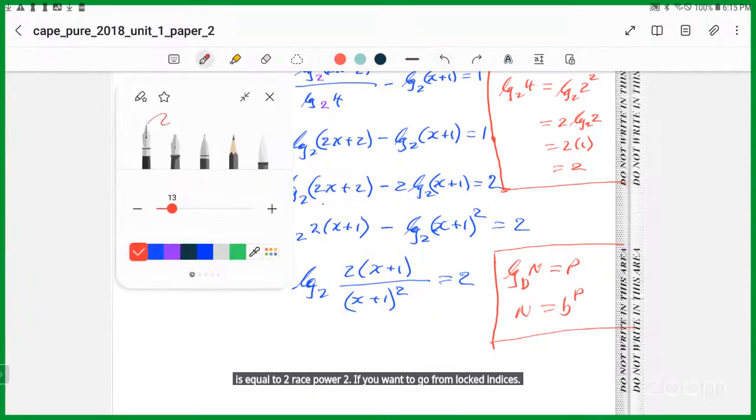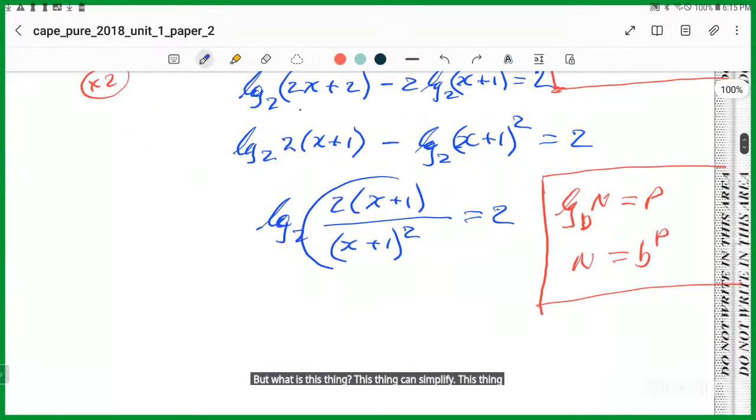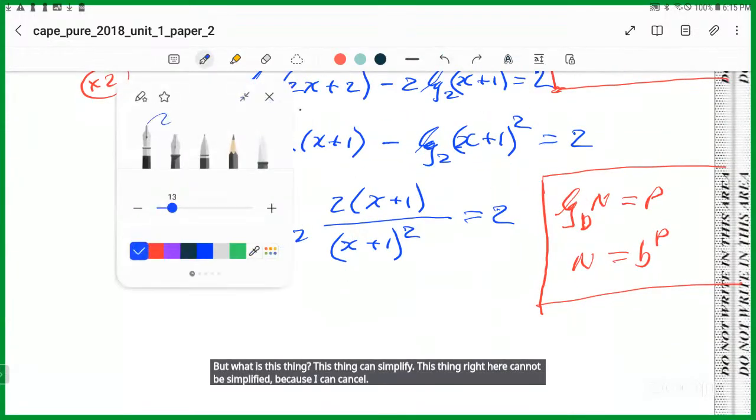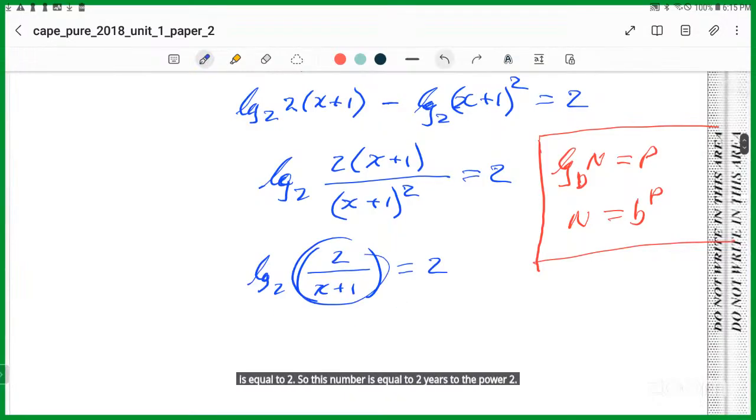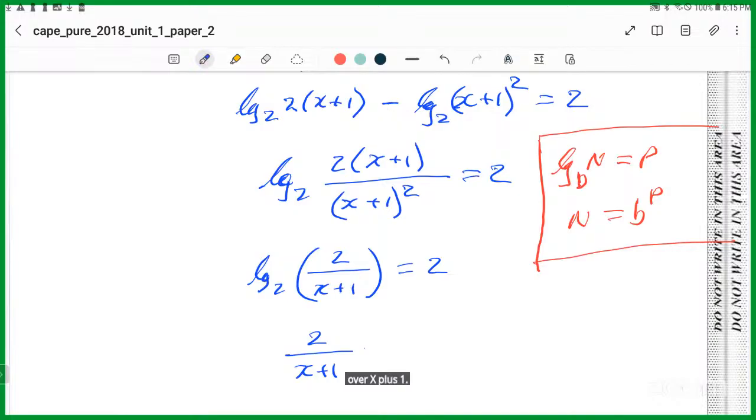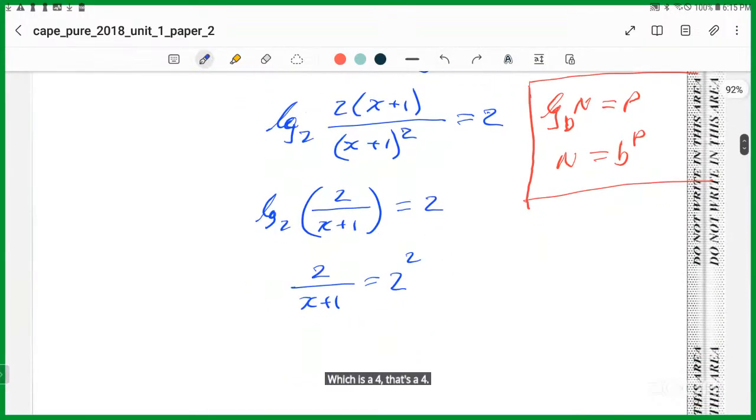But what is this thing? This thing can be simplified, because I can cancel x plus 1 here with one of them out of this. So it becomes 2 over x plus 1. So all of this becomes 2 over x plus 1. If I write another line for you, we can do it like this. Log to base 2 of 2 over x plus 1 is equal to 2. So this number is equal to 2 raised to the power 2. So 2 over x plus 1 is equal to 2 raised to the power 2, that's this base raised to this power 2, which is a 4.